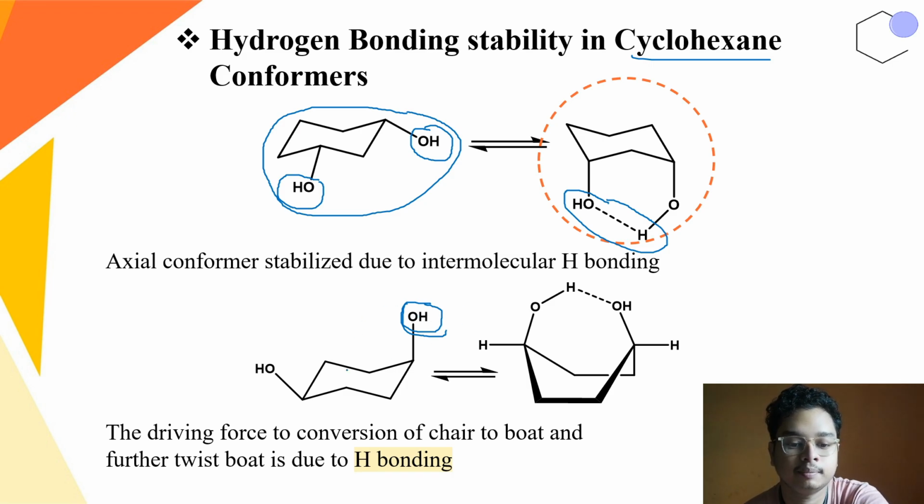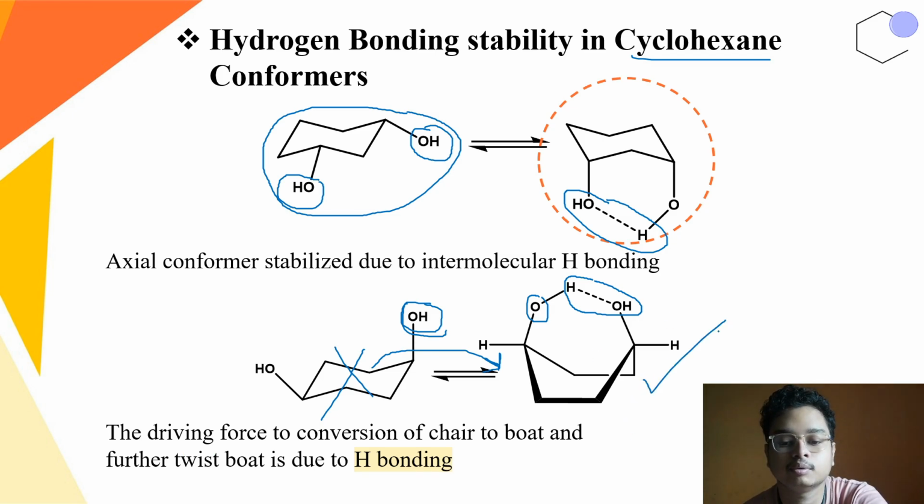okay, so what happened is that this particular chair conformer becomes not much more stable, and it will flip to the boat conformer. Because in the boat conformer we learned that the 1,4 diaxial groups come into closer vicinity, and this closer vicinity allows these groups to do intermolecular hydrogen bonding, and that's why the boat conformer gets much more stability over this particular chair conformer.